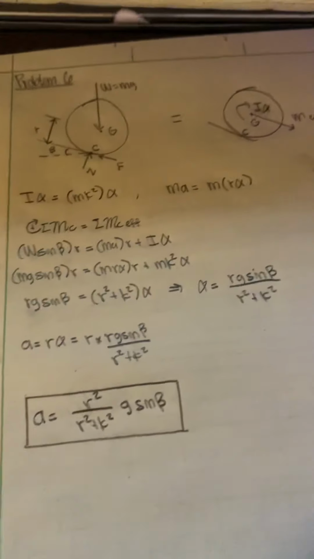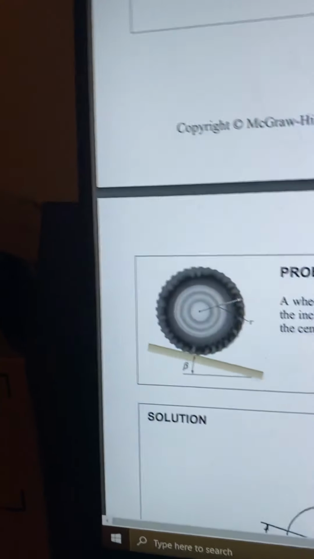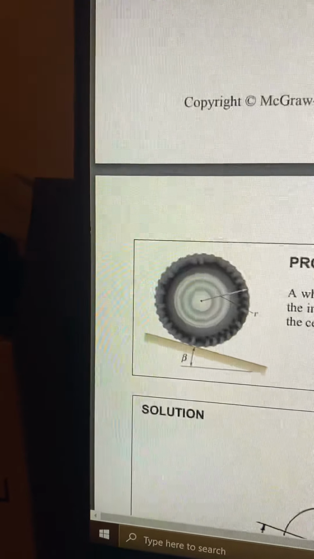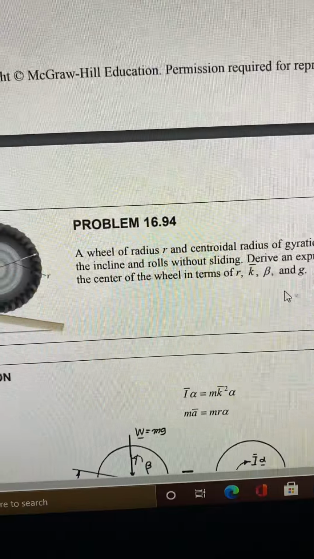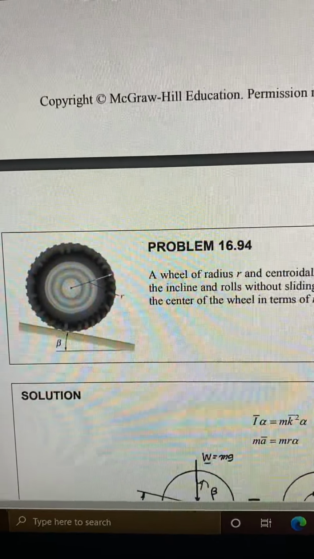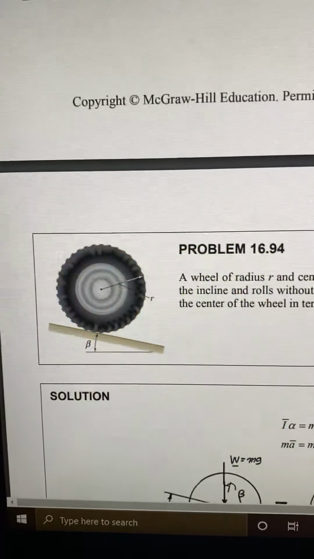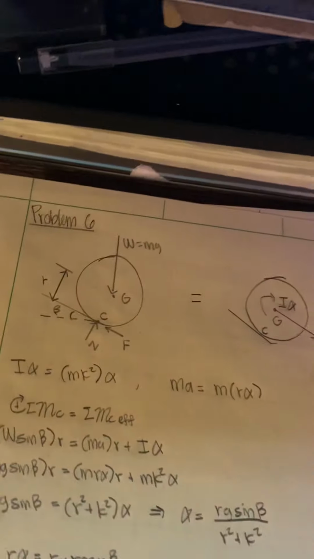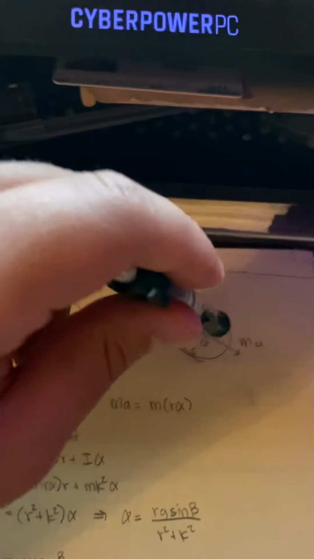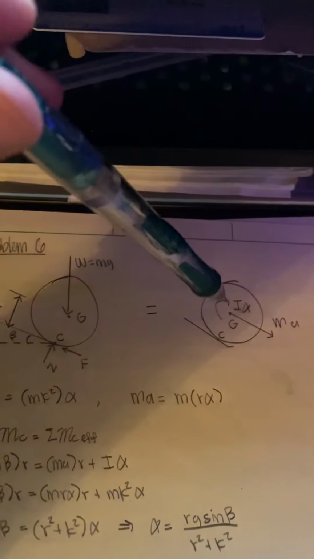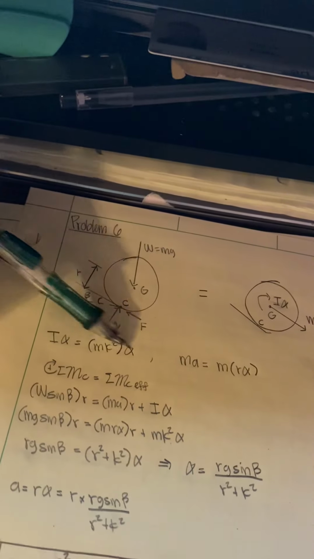In problem 6, this right here was pretty simple. We got a wheel, and it just wants us to derive an expression for the acceleration of the center of the wheel in terms of the radius, the radius of gyration, the angle, and g. So basically what we've been doing for each problem, we get the free body diagram, and it's equal to mass times acceleration, and also the moment of inertia times the angular acceleration. Right here is the equation for each one.